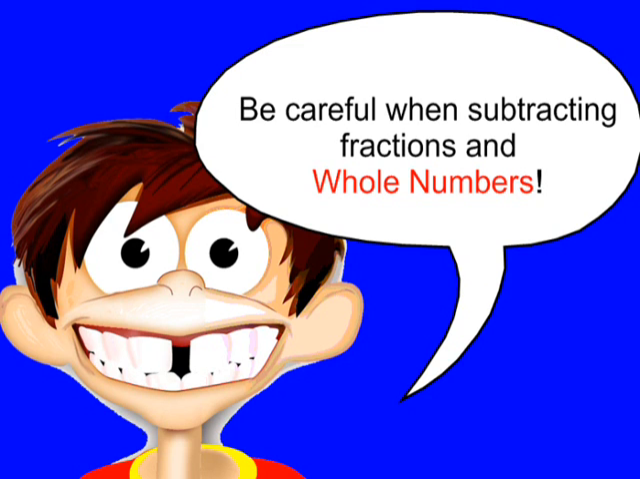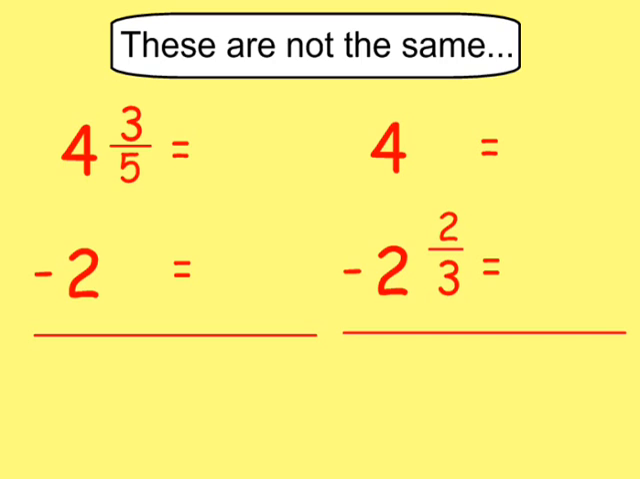Now, something that's pretty important, especially when you're subtracting fractions and whole numbers. These two examples here are not the same. In this first example, 3/5 minus nothing would just be 3/5, and 4 minus 2 is 2. In the next example, you can't take 2/3 from nothing. You have to put something there.